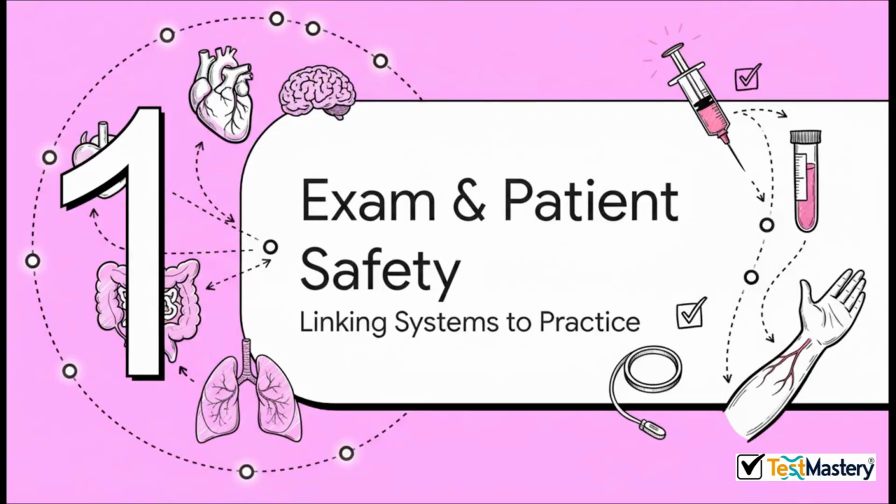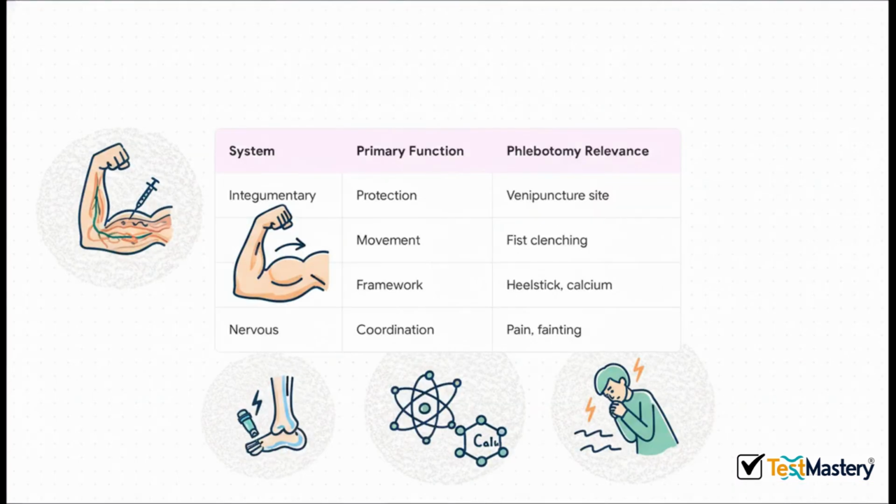Okay, this first section is all about connecting the dots. We are going to link the body systems directly to the hands-on skills and the knowledge you're absolutely going to be tested on. Now, the NHA exam expects you to make these kinds of connections almost automatically. So, for example, you see the integumentary system, the skin. Its main function is protection, but for us, it's where we perform the venipuncture.